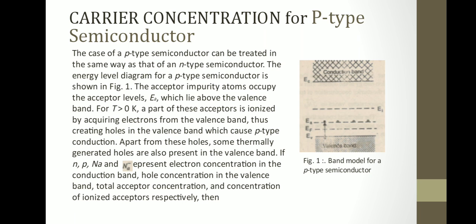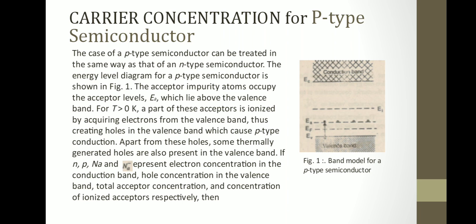Carrier concentration for p-type semiconductor. The case of a p-type semiconductor can be treated in the same way as that of an n-type semiconductor. The energy level diagram for a p-type semiconductor is shown in fig 1. The acceptor impurity atoms occupy the acceptor levels EA. Here is the band model diagram for the p-type semiconductor, fig 1, representing the valence band and the conduction band.